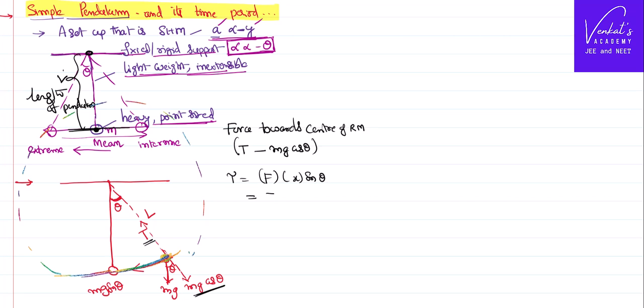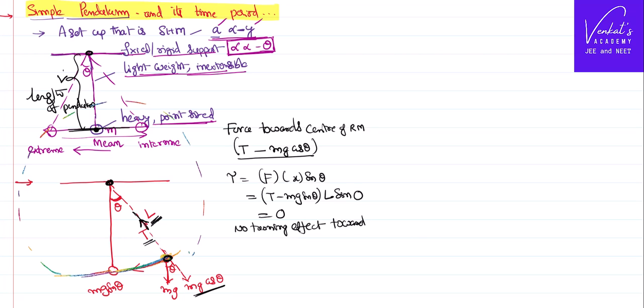Now, force we know already. And the distance of that rotatory motion is from this point to this point, that is the length of the pendulum. Sine angle is 0 because this force and this L both are in the same direction. Sine 0 is 0, so the torque is 0. So no turning effect towards the centripetal direction, towards radial acceleration or centripetal acceleration. Though the acceleration is there, there is no turning.